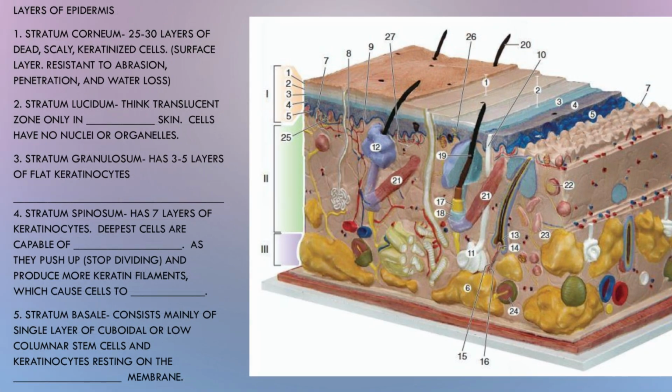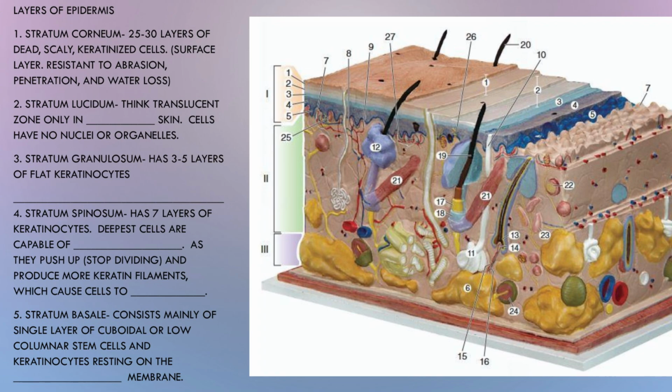Now let's move to the 5 layers of the epidermis. Remember, the epidermis is the superficial epithelial layer of the skin. On your model, these are numbers 1 through 5. We're going to start at the surface and work our way down into the dermis, so from superficial to deep. That means we'll start at number 1 and finish at number 5. Number 1 is the stratum corneum. This is the most superficial layer of the epidermis. It consists of about 25 to 30 layers of dead, scaly, keratinized cells.